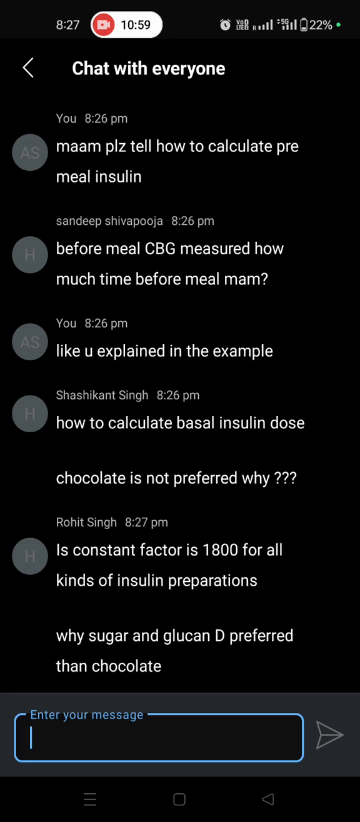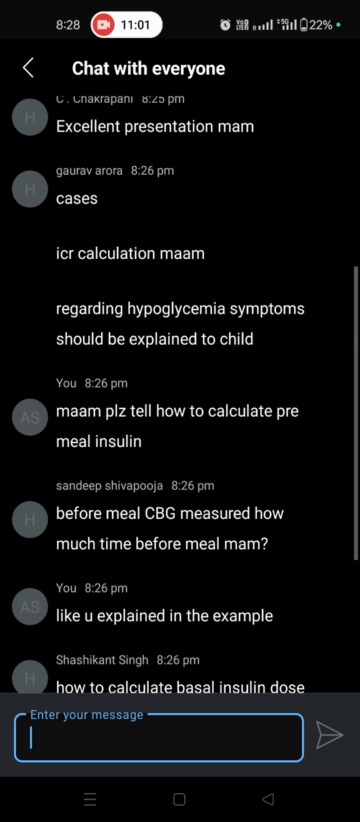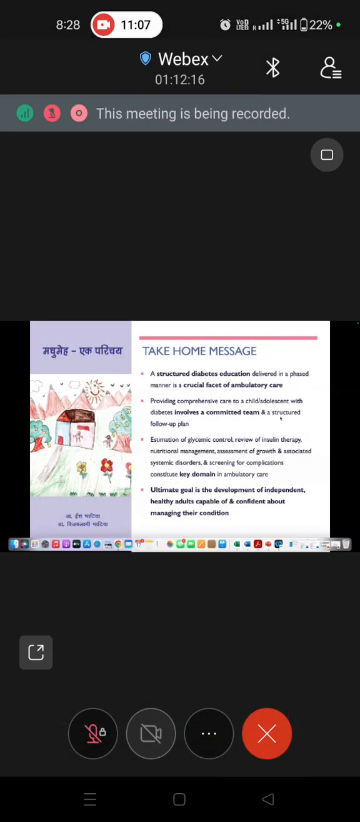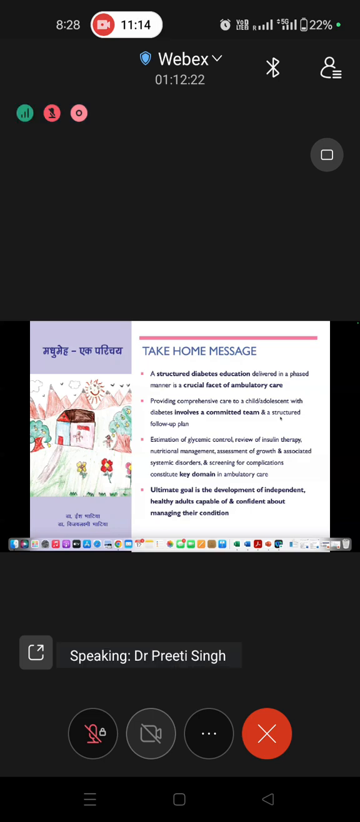And how do we manage hypoglycemia? You can remember a simple rule: for children less than 5 years we give 5 grams, between 5 to 10 years we give 10 grams, and more than 10 years we give 15 grams of rapid acting carbohydrate. For this you use the glucose powder that is available. You can even use glucovita tablets.